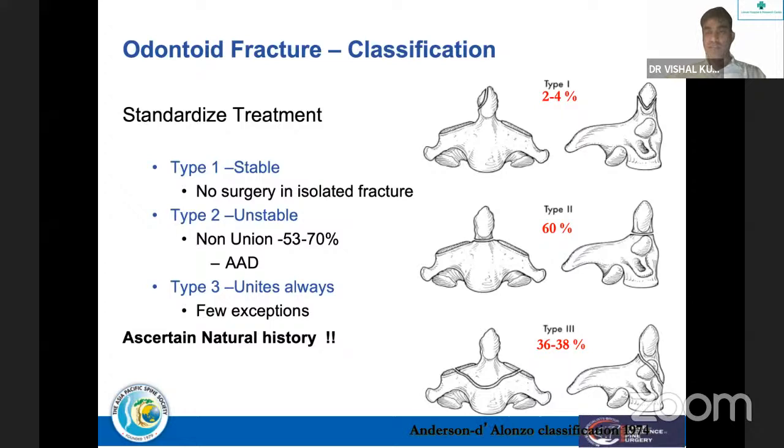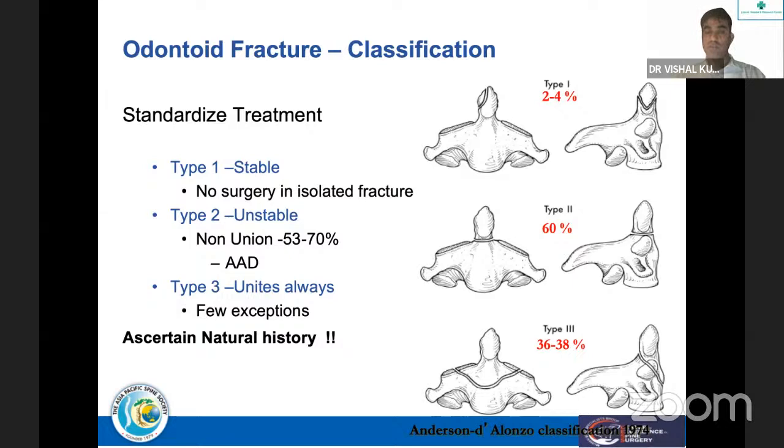Yes, Shitish did mention the classification of Anderson and Alonzo, which says there are three types of fractures based on the location of the fracture, whether it is on the tip, the waist or the body of the odontoid, with type 2 fractures being the most common. These are also the most notorious to manage, in both young and elderly populations, because they tend to go on to non-union.